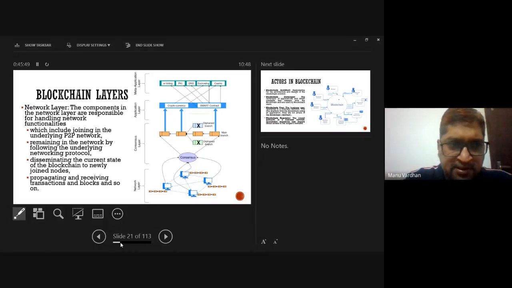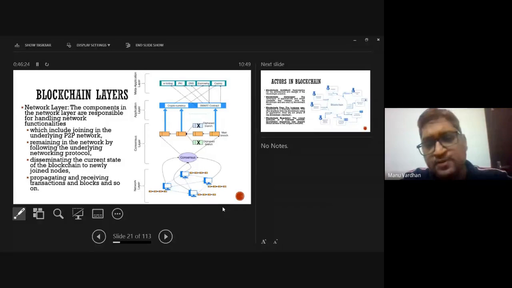Then the bottom layer here is the network layer. The components in this network layer are responsible for handling network functionalities, which include joining the underlying peer-to-peer network, remaining in the network by following the underlying networking protocol, disseminating the current state of the blockchain to newly joined nodes, propagating and receiving transactions and blocks, and so on. Everything is happening with the help of this network layer, where we have a decentralized peer-to-peer network.